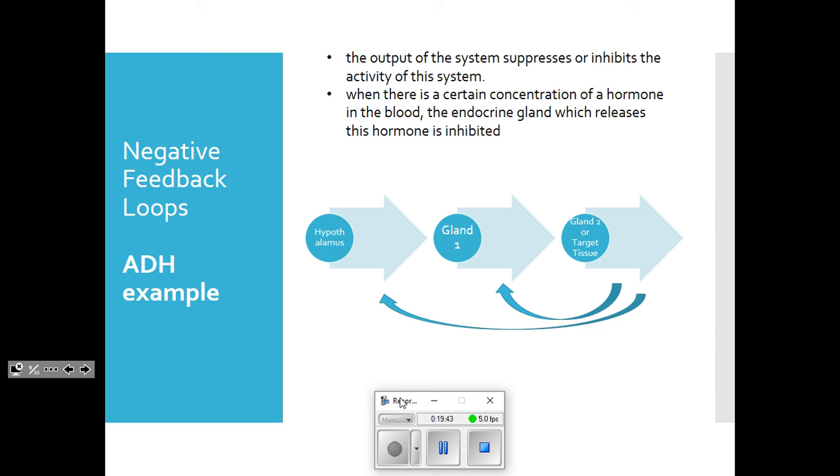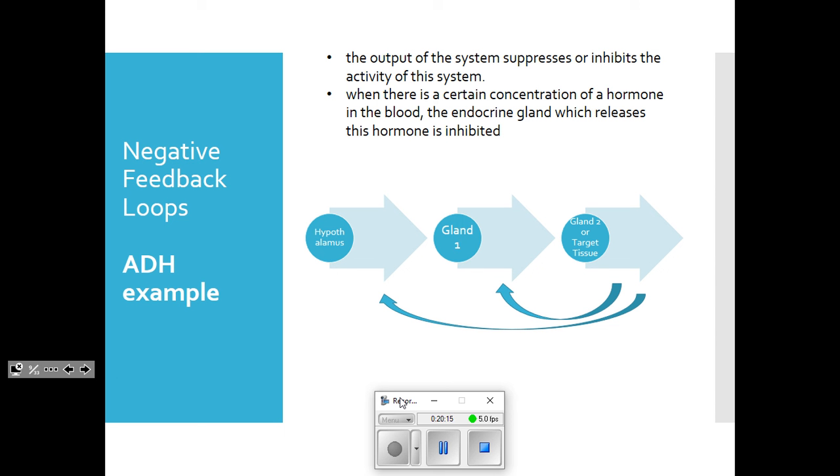So in a lot of cases with hormones, we have this sequence of steps. First this happens, then the hormone is produced. Once that happens, we have to have a way to shut the system off so we don't have overproduction of hormones. So in the case of hormones, when there's a certain concentration of a hormone in the blood, then the endocrine gland that releases the hormone ends up being inhibited. It's a good sort of fail-safe so that your body doesn't overproduce substances that it doesn't need to produce.